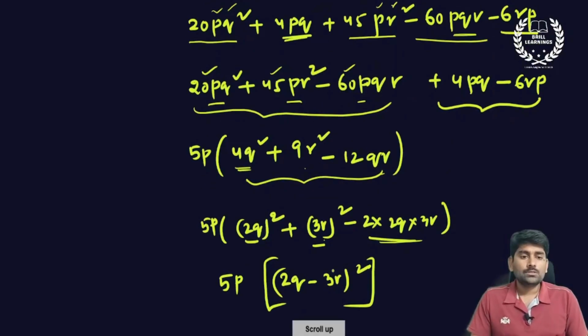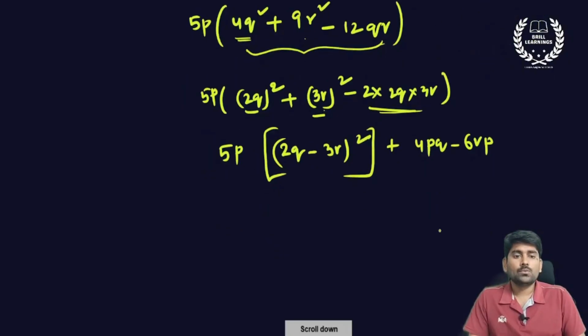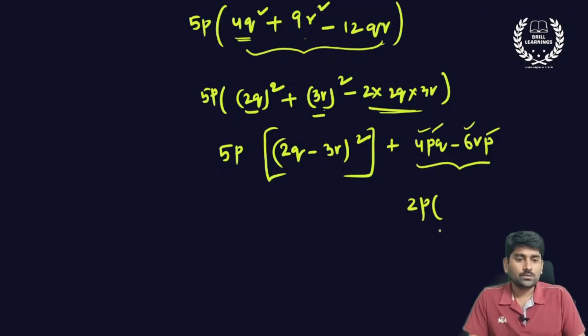So now simplify the leftover part here. Write this here: 4pq minus 6rp. What can you take common here? Here also p, here also p, and these two are multiples of 2. So 2p can be taken out, and 2q minus 3r is left here.